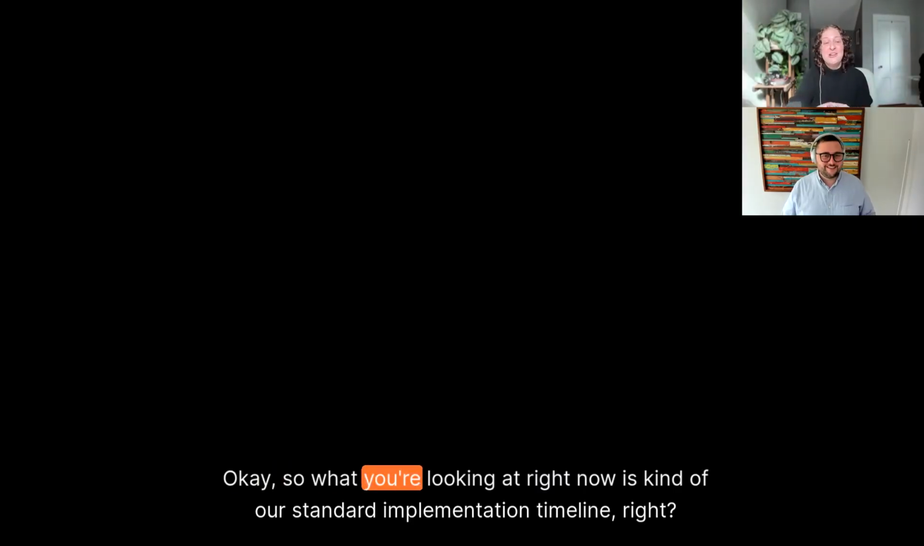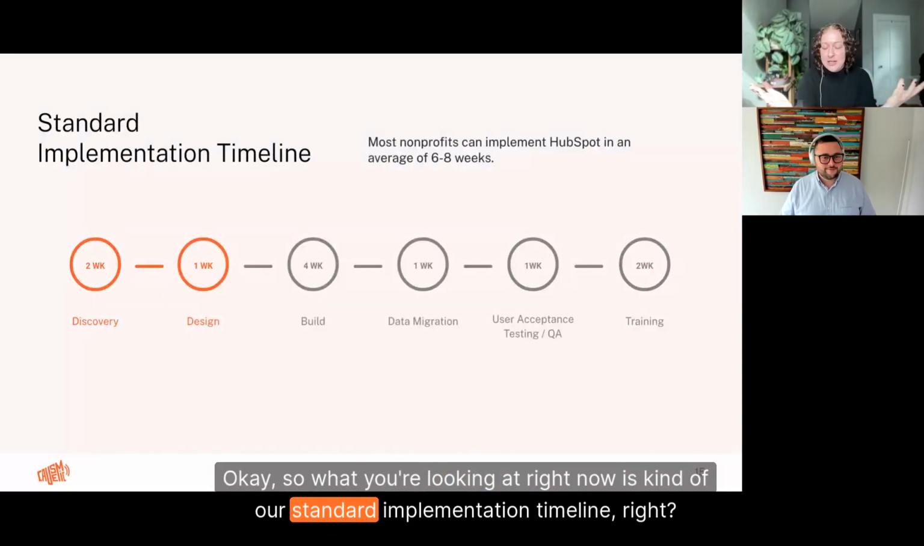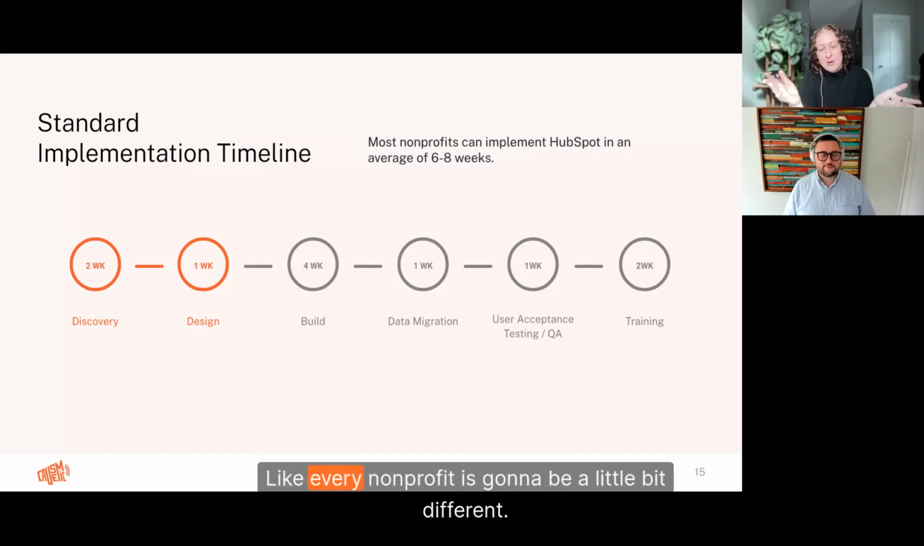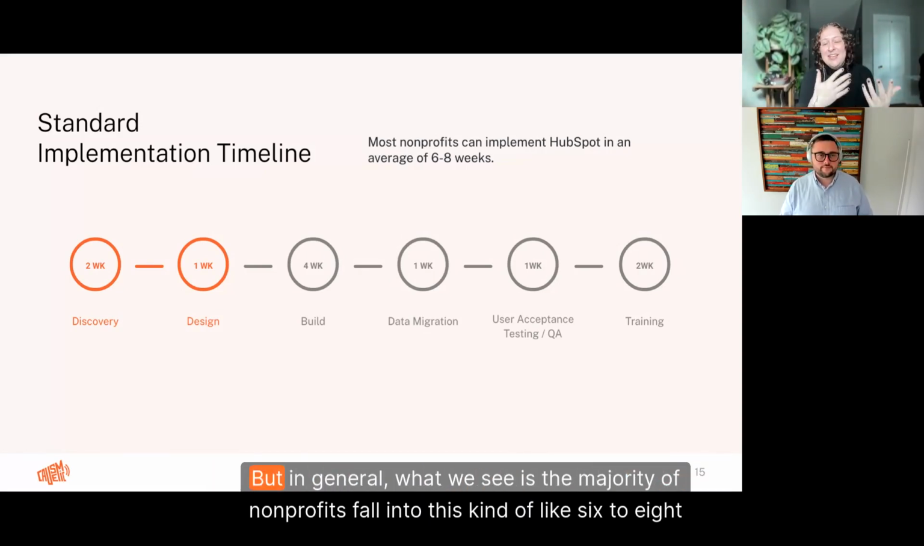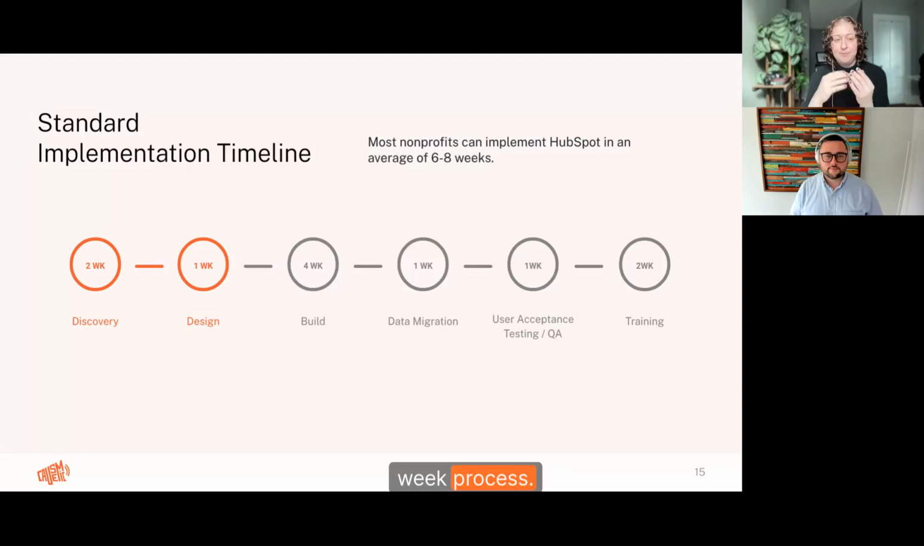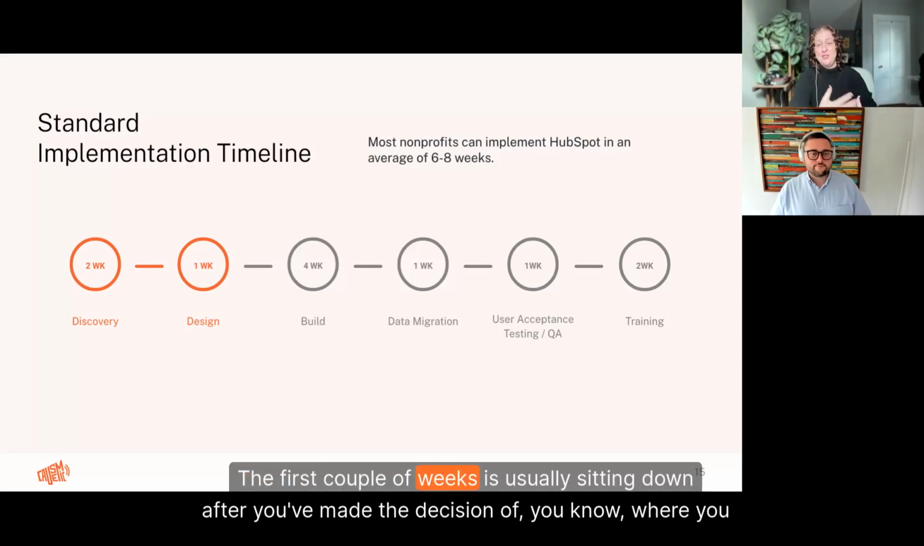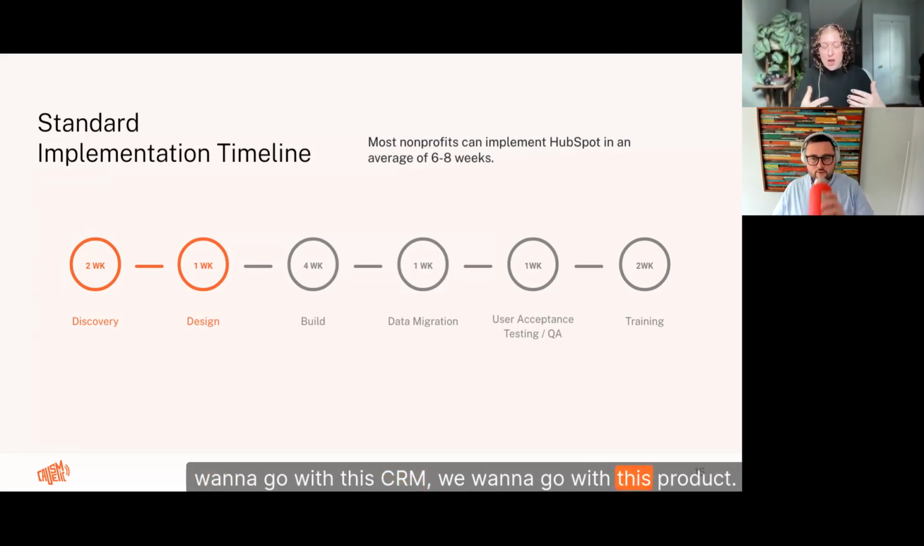Okay, so what you're looking at right now is our standard implementation timeline. Every nonprofit is going to be a little bit different. Your needs are going to be different from the next one. But in general, the majority of nonprofits fall into a 6 to 8 week process. The first couple of weeks is usually sitting down after you've made the decision of where you want to go with this CRM, we want to go with this product.